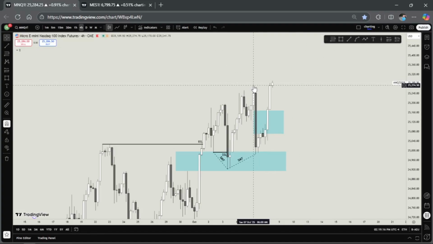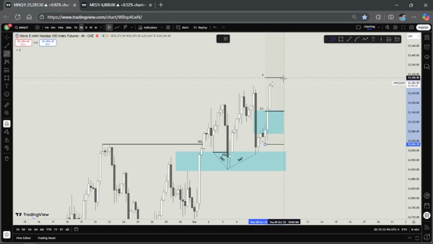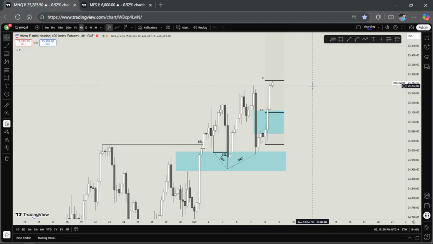So I'm not saying after we sweep this buy side liquidity, we're dumping. Some of you guys I know, yo, we swept buy side, 2022 model, let's short this. But no. You're doing it wrong.